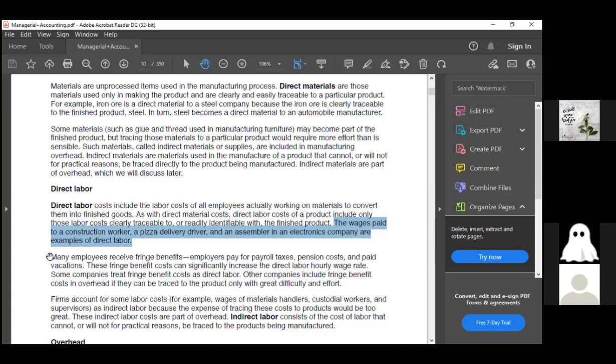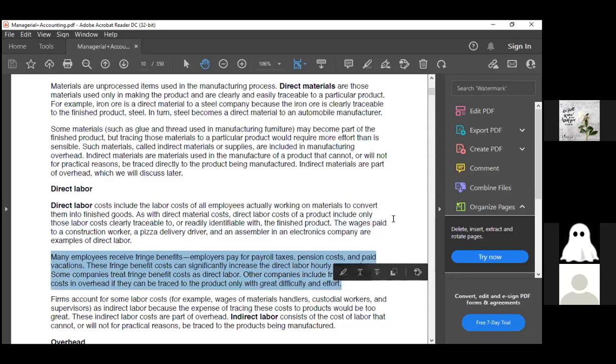Right now, second paragraph says many employees receive fringe benefits. Employers pay for payroll taxes, pension cost, and paid vacations. These fringe benefits can significantly increase the direct labor hourly wage rate. So some companies treat fringe benefits as direct labor. Other companies include fringe benefit cost in overhead if they can be traced to the product only with great difficulty and effort.